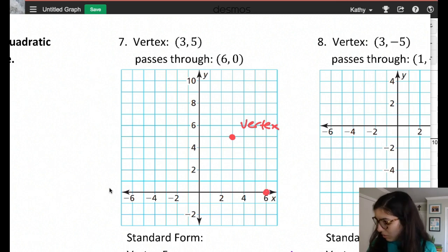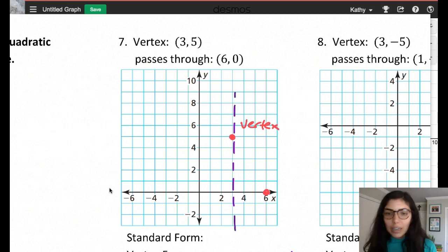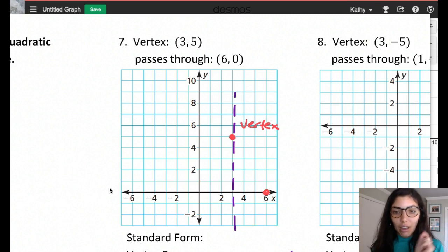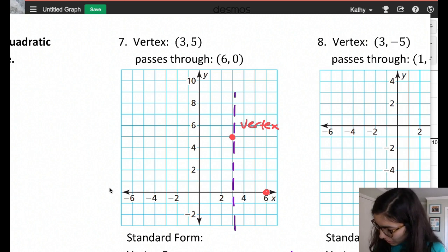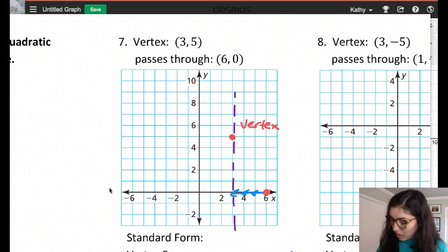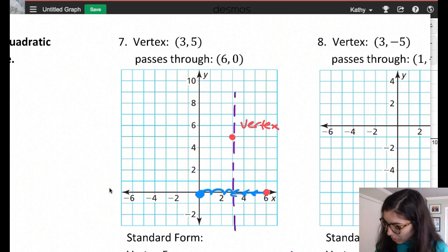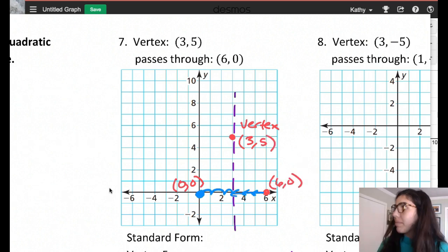Okay, I know that there is going to be an axis of symmetry through the vertex. So if I needed to find another point, I just have to count how many it takes to reflect that passes-through point to the other side of the axis. It takes 1, 2, 3 jumps to get to the axis of symmetry, which means I need to jump 1, 2, 3 more times away from the axis of symmetry to find my other coordinate. The 3 coordinates I'm going to use for this particular graph are 0, 0, 3, 5, and 6, 0.